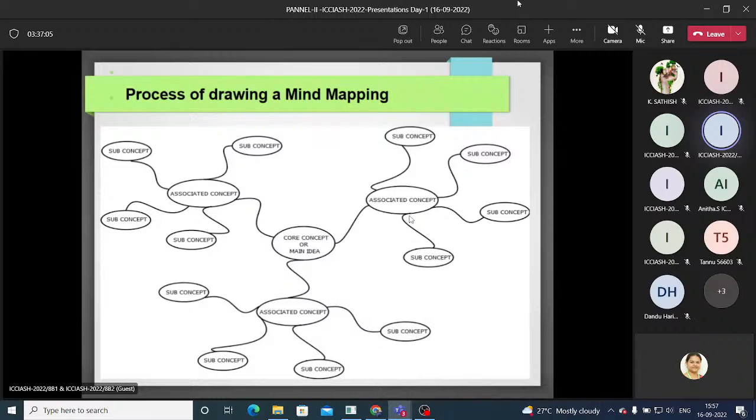So like this, for each and every concept we can draw a mind map so that we can give an in-depth representation of that particular topic, and it will be easy for students to understand and to recall whenever there is a requirement, right?